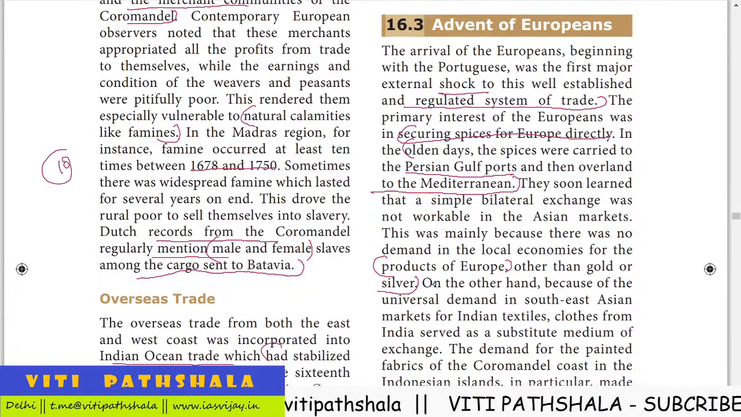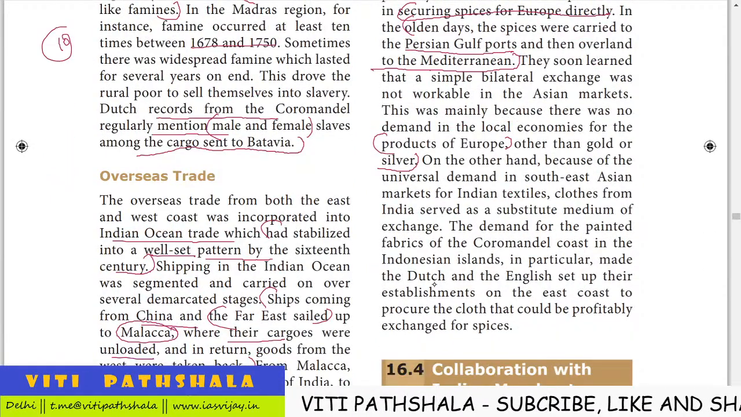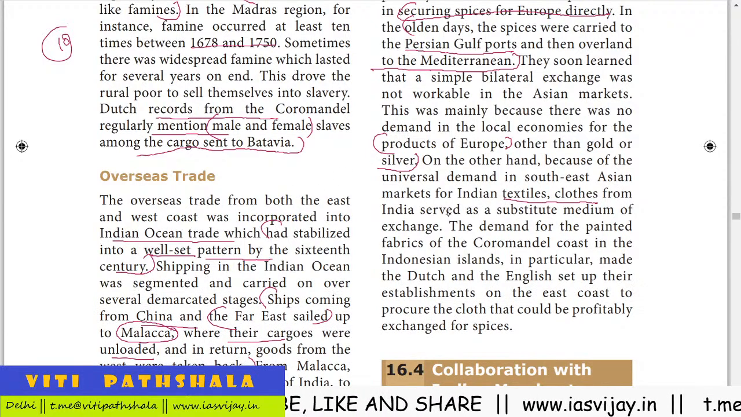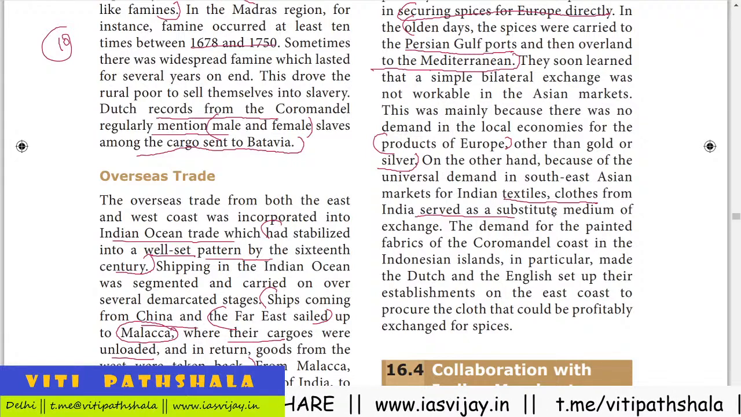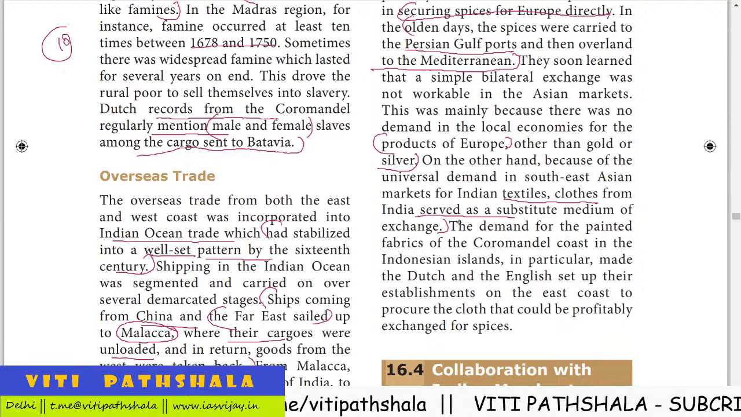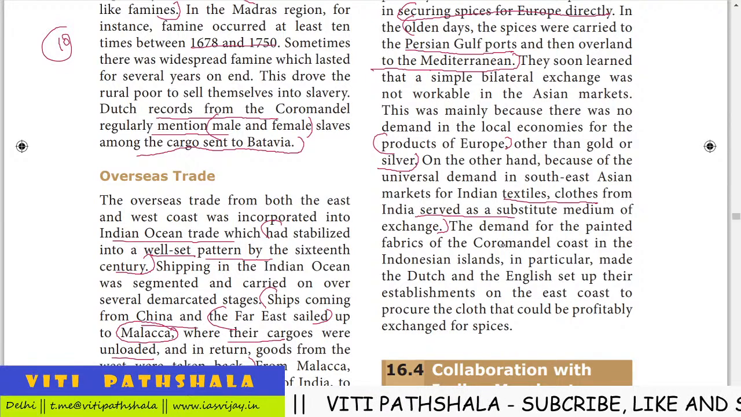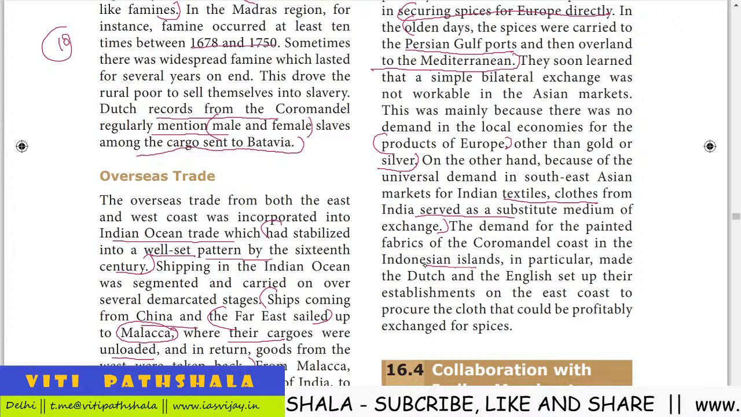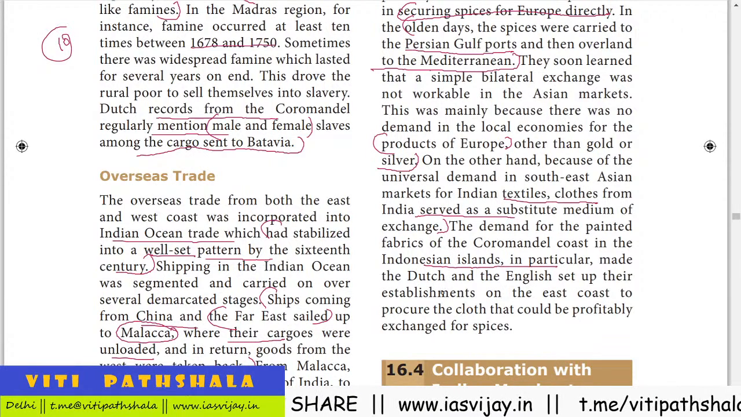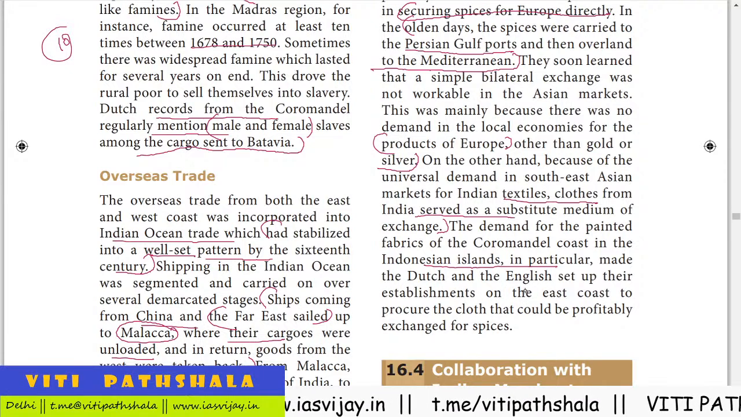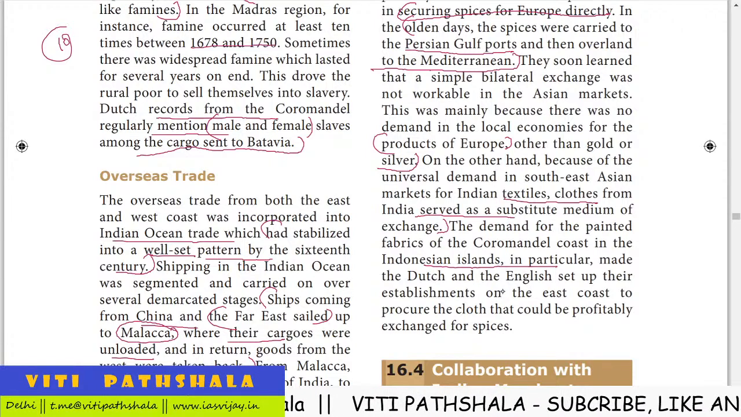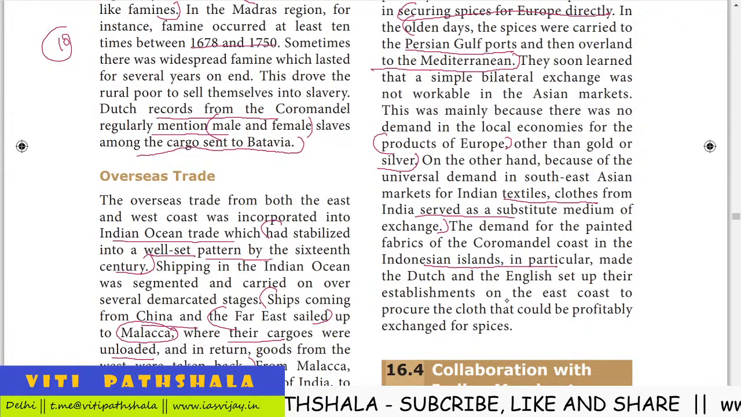On the other hand, because of the universal demand in the Southeastern Asian market for Indian textiles, cloth from India served as a substitute medium of exchange. The demand for the painted fabrics of the Coromandel coast in the Indonesian islands in particular made the Dutch and the English set up their establishments on the east coast to procure the cloth that could be profitably exchanged for the spices.